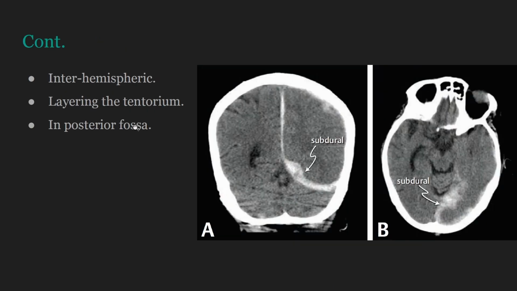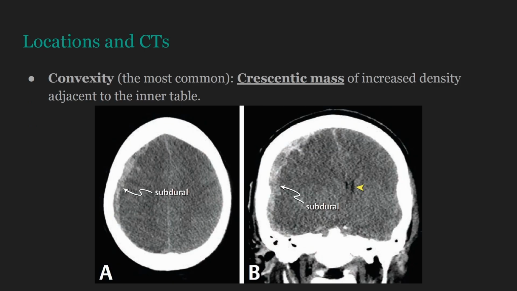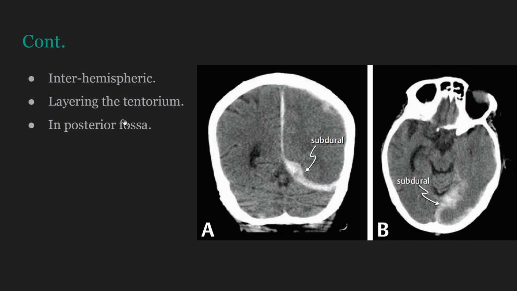Then we have 3 more types which are less common, okay? You will see this convexity type in like 99% of the patients. These 3 types are less common, but you need to keep them in mind. The interhemispheric one, between the 2 hemispheres, as you can see here, there's a hyperdensity between the 2 hemispheres. And we have layering on the tentorium. As we talked about in the previous lecture, the tentorium cerebelli is a dural fold that lines the cerebellum. So this hematoma here, as you can see, is lining the tentorium, above the tentorium, okay?